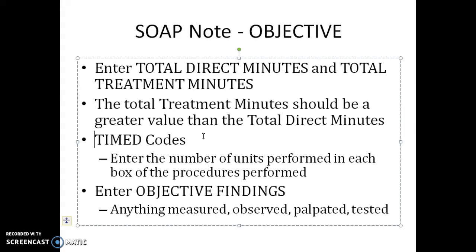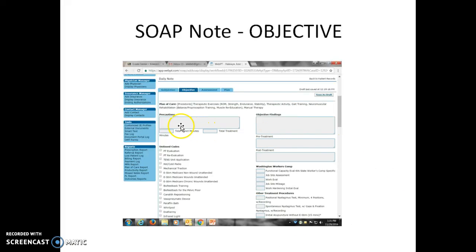and then also on that page you enter objective findings. So anything measured, observed, palpated, tested, and this will show you on the next slide. So right here, here's your total direct minutes, and here's your total treatment minutes. So if you did the three interventions, like I said, you could put 45 minutes in total direct, and then 45 minutes in total treatment.